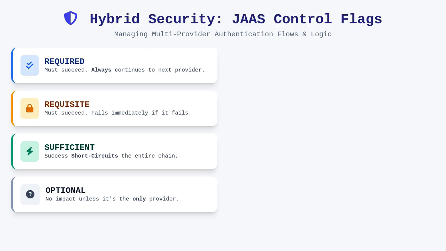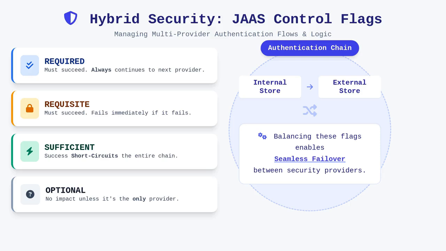If we use the optional flag, the provider's result does not impact the overall outcome unless it is the only provider configured in the chain. Balancing these flags allows you to create sophisticated authentication flows that can fail over from an internal store to an external one seamlessly.